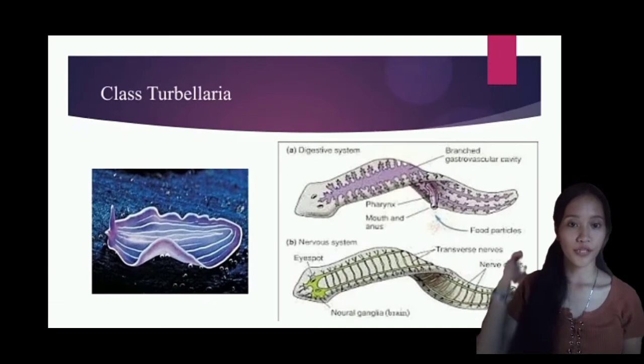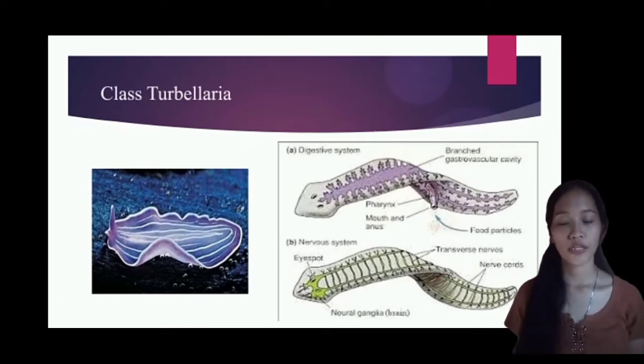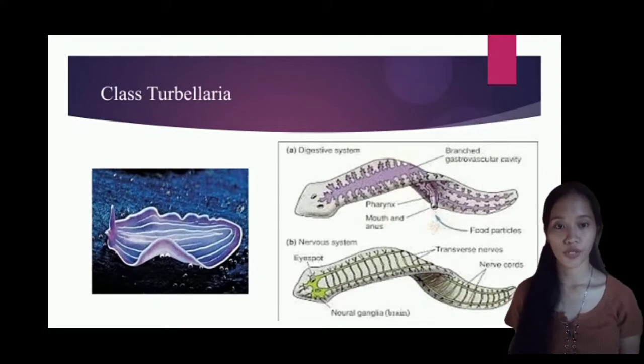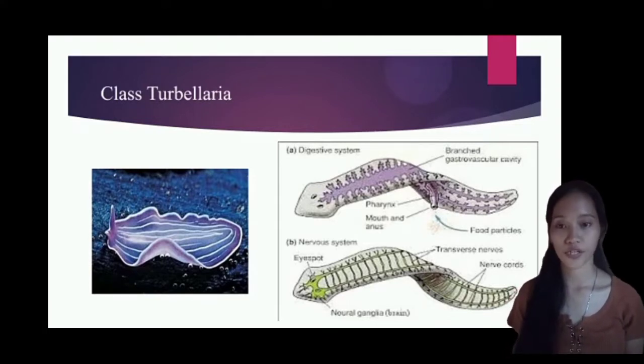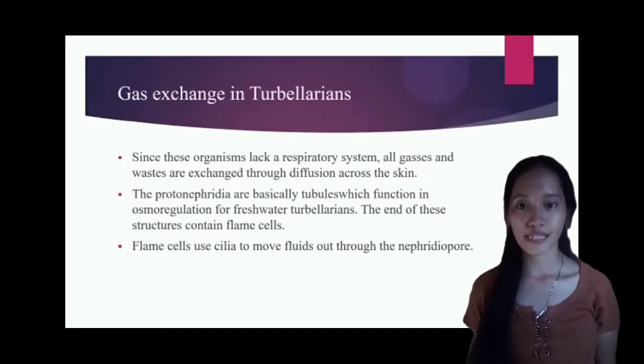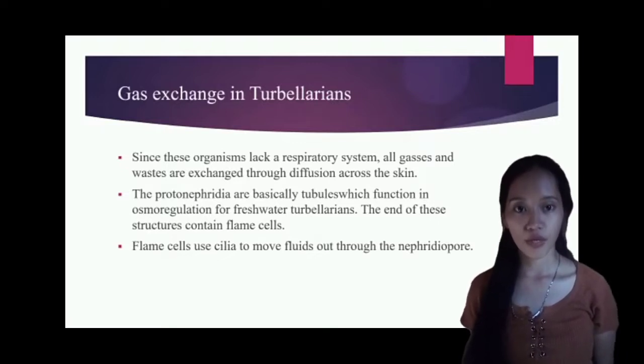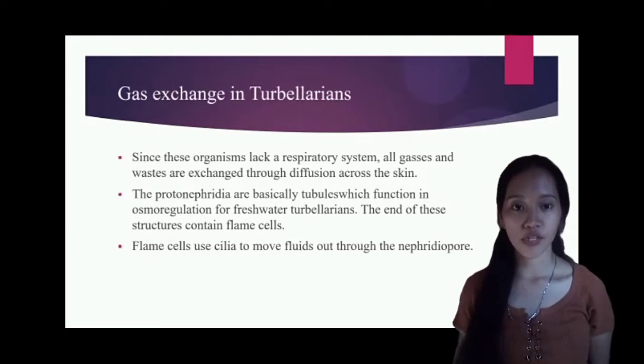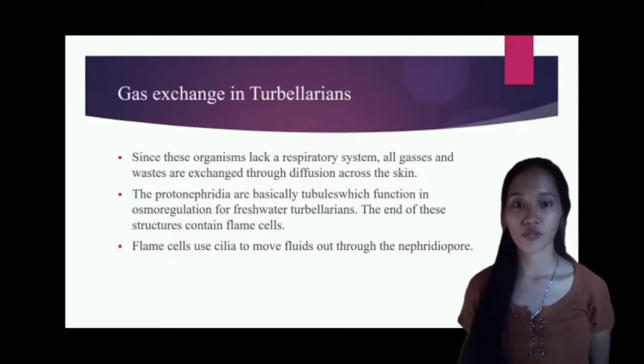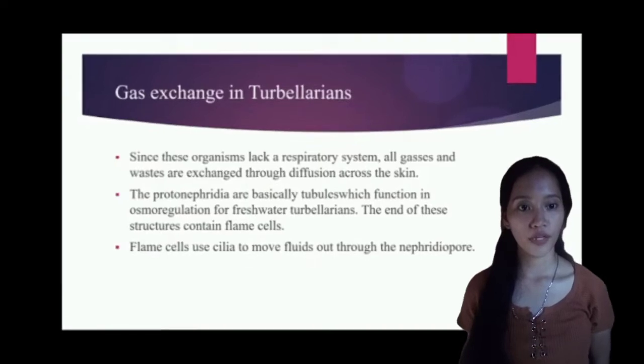As we can see in the figure, a turbellarian pharynx, planarian tubules with its pharynx extended in feeding position and retracted within the pharyngeal sheath. Gas exchange in turbellarians. Since these organisms lack a respiratory system, all gases and waste are exchanged through diffusion across the skin. The protonephridia are basically tubules which function in osmoregulation for freshwater turbellarians. The end of these structures contains flame cells. Flame cells use cilia to move fluids out through the nephridiopore.